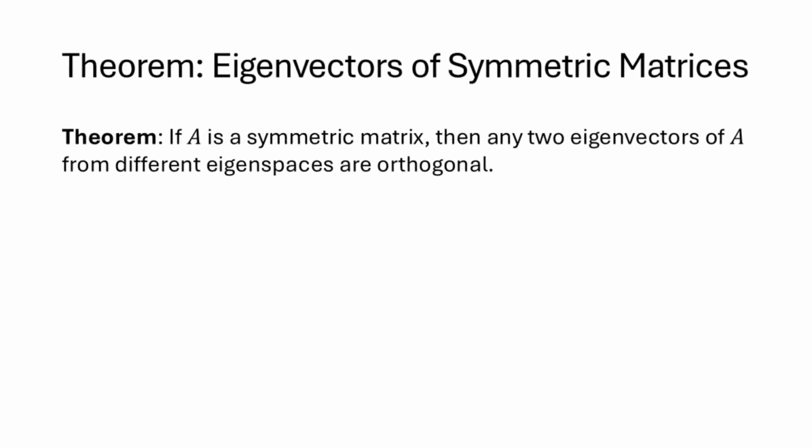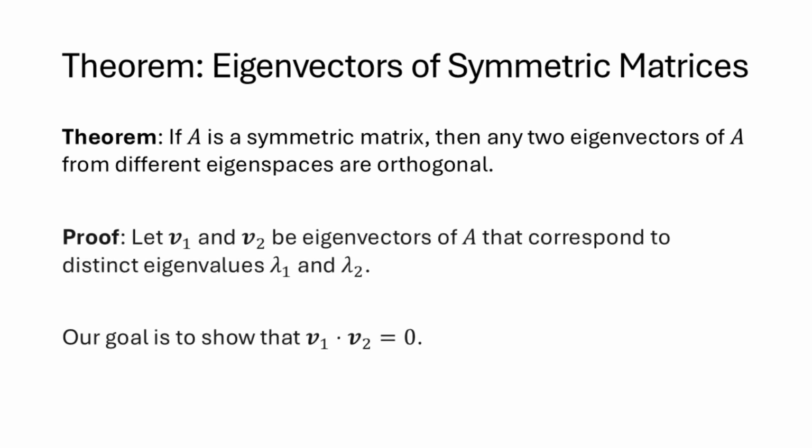Before we get into the definition of orthogonal diagonalization, we're going to prove this theorem about symmetric matrices. If A is a symmetric matrix, then any two eigenvectors of A from different eigenspaces are orthogonal. So what we're saying here is that if v1 and v2 are eigenvectors of this square symmetric matrix A that correspond to different eigenvalues, lambda 1 and lambda 2 respectively, then v1 and v2 have to be orthogonal. So our goal here is to prove that v1 dot v2 is equal to 0.